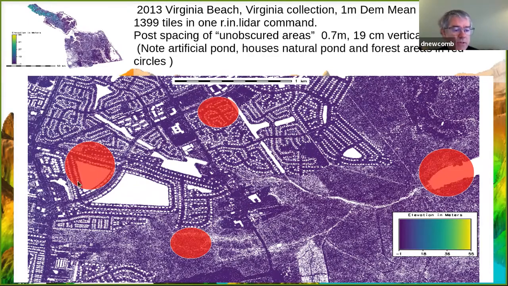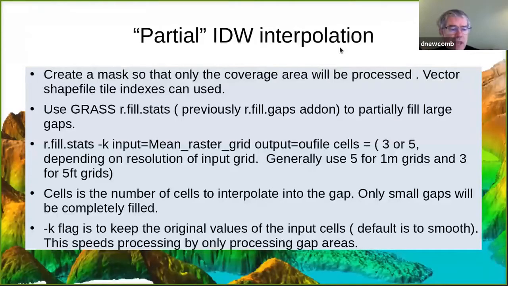You can see the holes where you've got it for an artificial pond, you've got it for building foundations, you've got it in a swampy forest, and then you've also got it for a natural water body. This is a 0.7 meter posting with a 19 centimeter vertical accuracy. So we do a partial IDW interpolation using GRASS r.fill.stats.